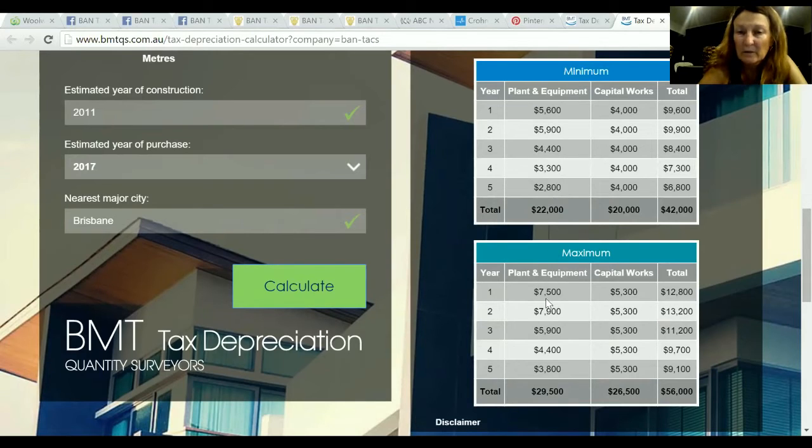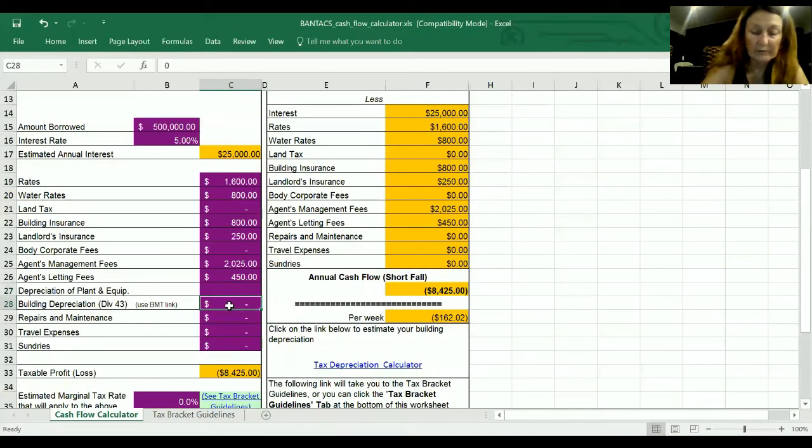So we might say $5,000 for plant and equipment, and say 4,700 for capital work. So what did I say? 5,000 plant and equipment, 4,700. So I've got to stop share, go back into share screen, and go back to our calculator. So building 4,700.